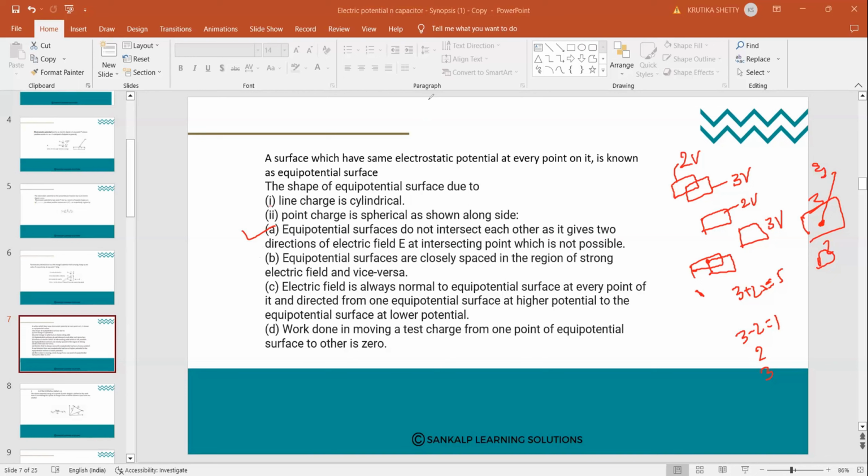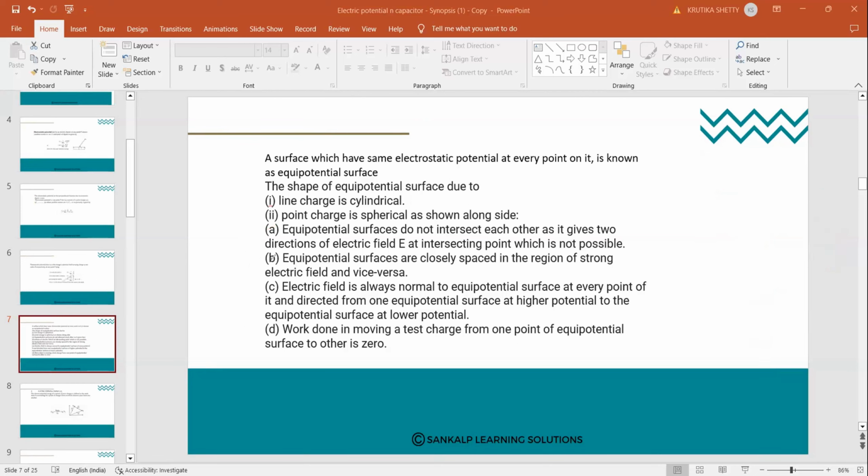First point. Second point. Where the electric field is strong, the equipotential surfaces are placed closely with one another. So equipotential surfaces will be closely spaced with one another when we have a strong electric field.